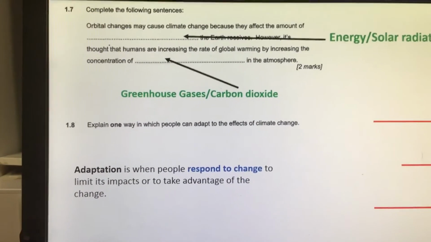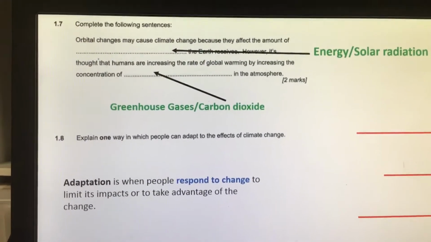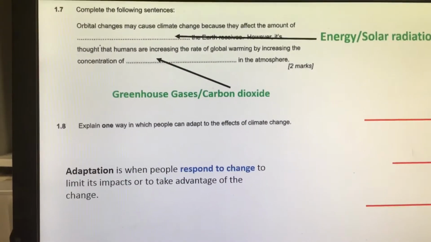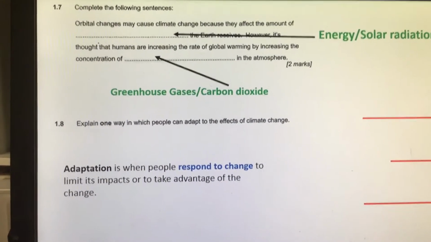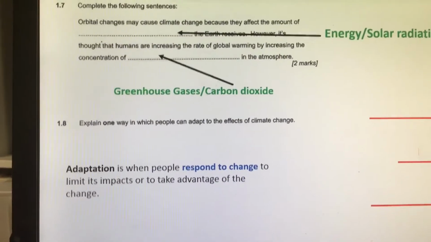Now lots of you got that carbon dioxide, quite a few of you put sunlight for the first one, which isn't strictly correct because what can happen is the orbit of the Earth around the Sun might change so that the Earth might move a little bit further away from the Sun.